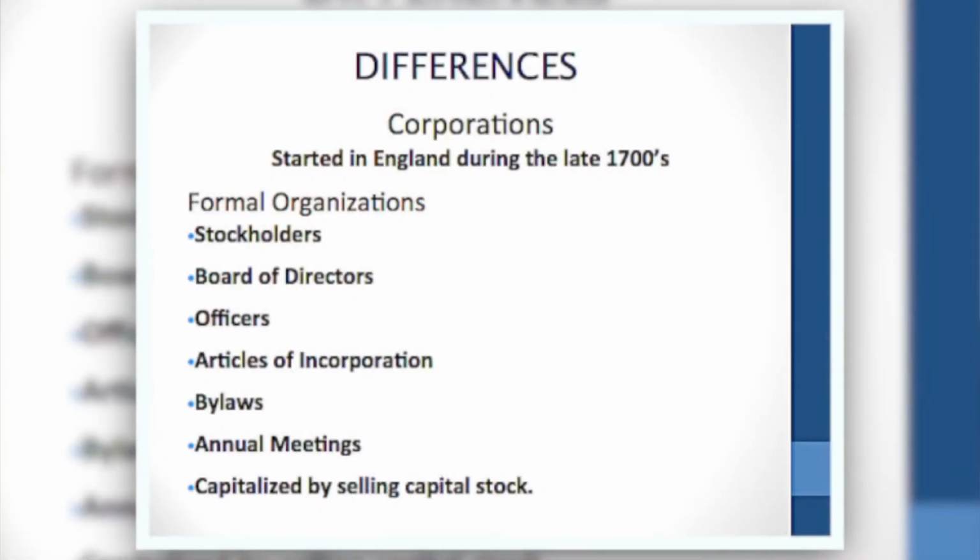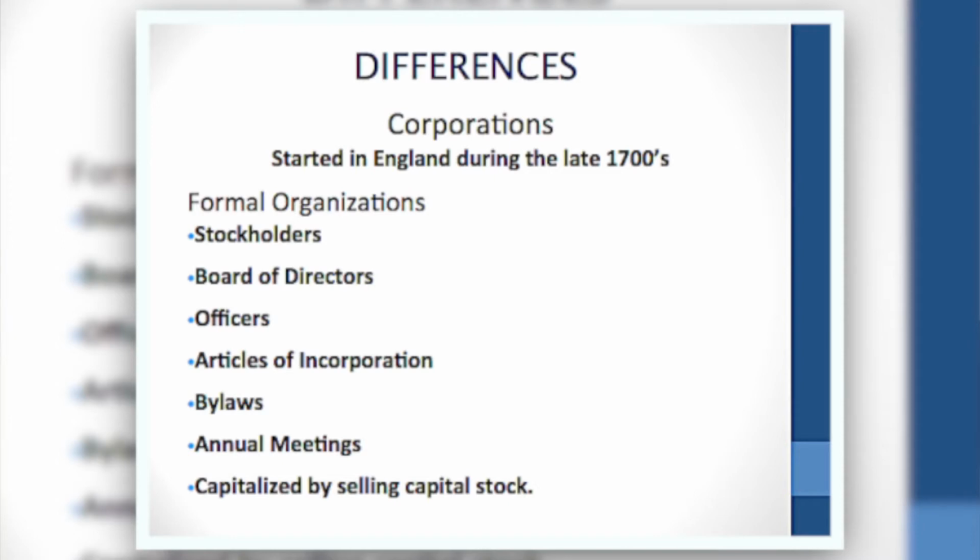So I want to talk primarily about corporations and LLCs, limited liability companies, because those are usually of the most interest to people. And first, let's talk about the differences. Corporations have been around a long, long time, since about the 1700s in merry old England. And they're a very formal type of organization. By that I mean they have certain formalities that each one of them has and that you must adhere to.